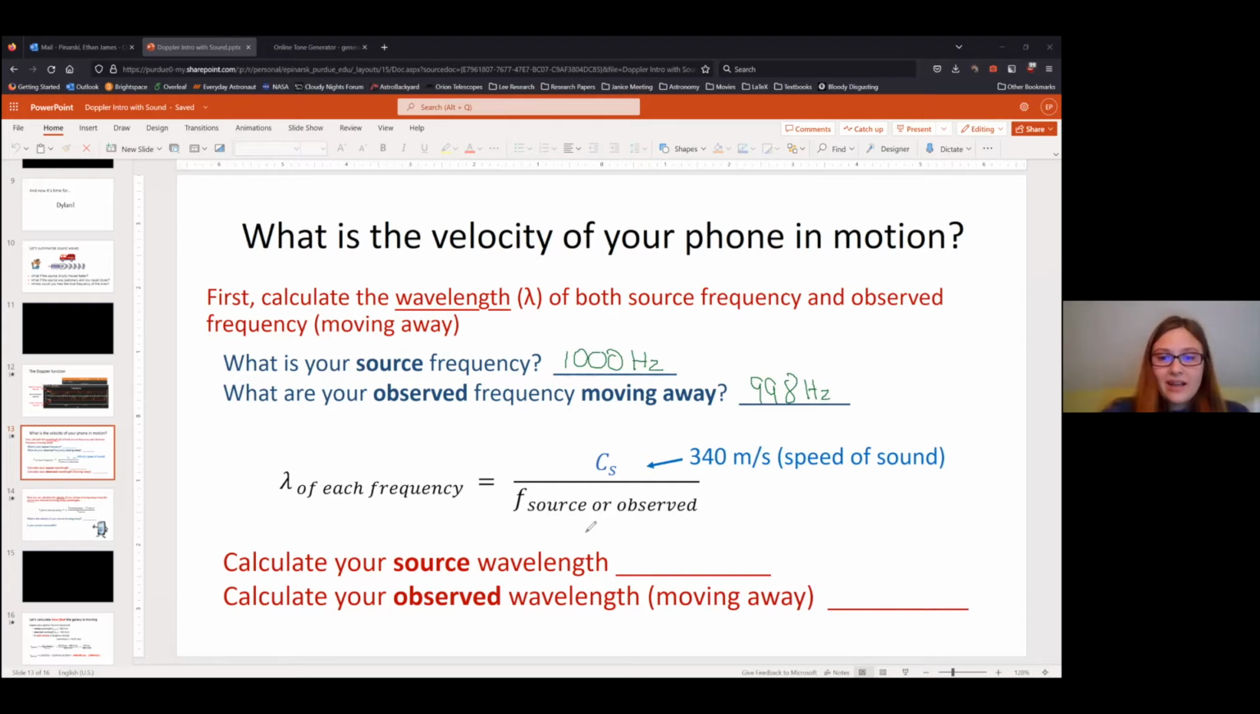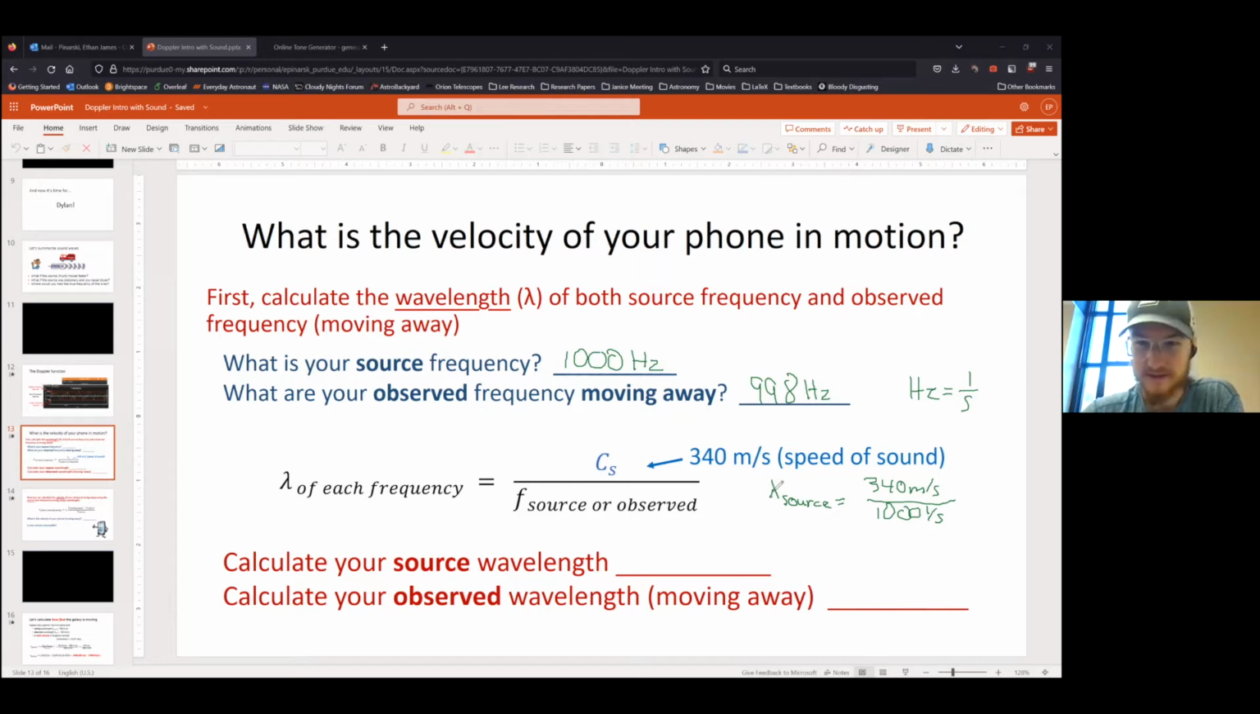So you guys are going to take that speed of sound value that you see there, 340 meters per second, and divide by the frequencies that you observed: the maximum frequency, the source frequency, and the frequency moving away. We have about 5 minutes, so we'll need to get the wavelengths and then go to the next slide and calculate, I think that's going to be the velocity, isn't it?